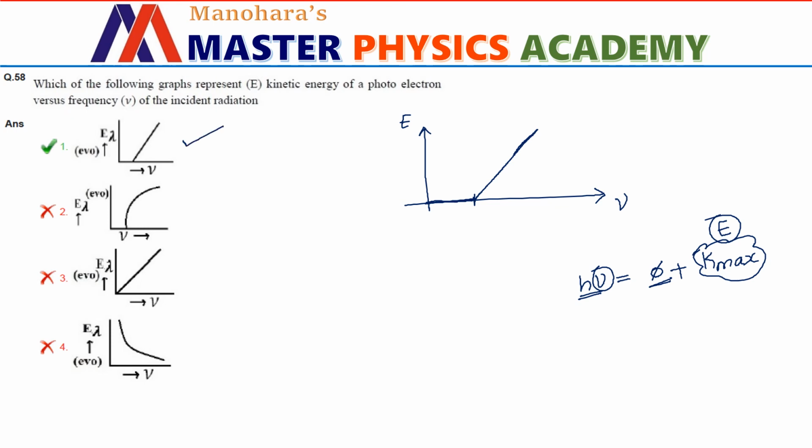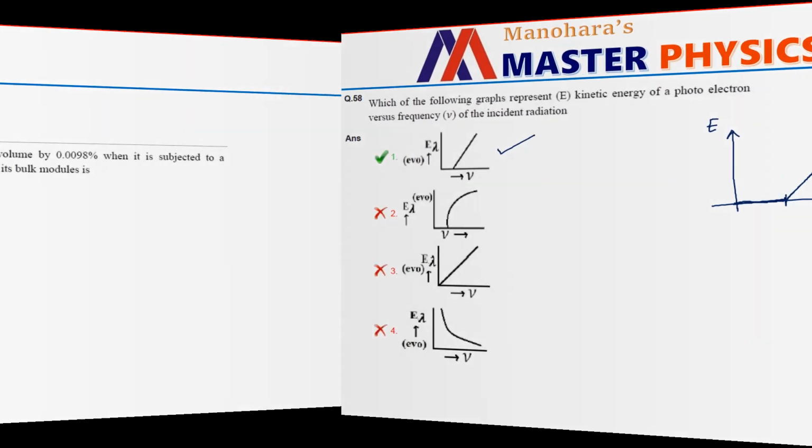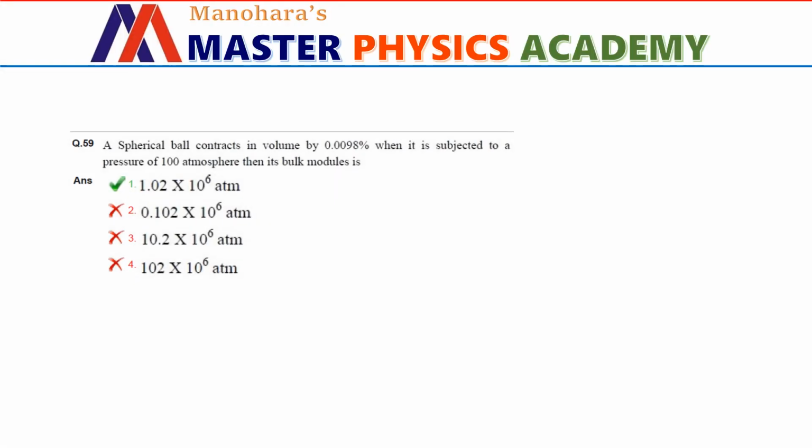Let's move on to question number 59. A spherical ball contracts in volume by 0.0098% when it is subjected to a pressure of 100 atmosphere, then the bulk modulus is. The bulk modulus of a material is defined as pressure divided by delta V by V, that is the volumetric strain. The minus sign will be there, but we can just ignore that. So what is the pressure? 100 atmosphere. Atmosphere in SI unit is going to be 1.01 into 10 to the power 5 Pascal, divided by the volumetric strain.